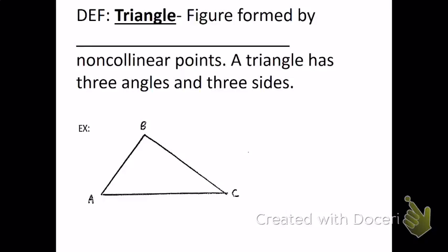Let's define a triangle. A triangle is a figure formed by how many lines? 3. Good. 3 lines. A triangle has 3 angles and 3 sides. So here's an example of a triangle. I name a triangle with a triangle symbol in front of it, and then the 3 letters, A, B, C. Order of the letters doesn't matter.